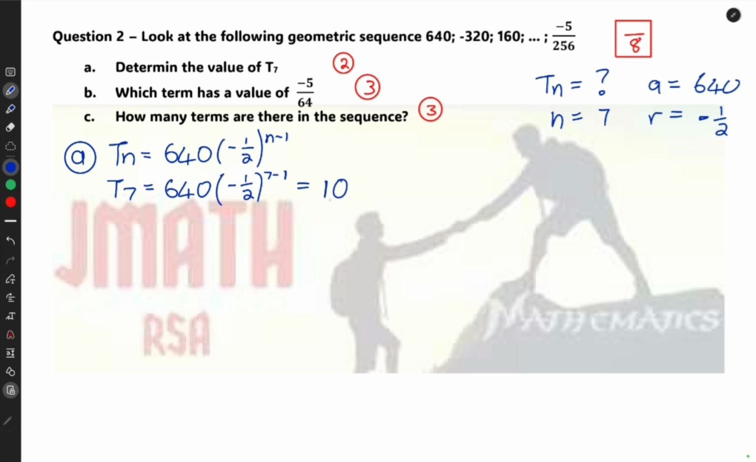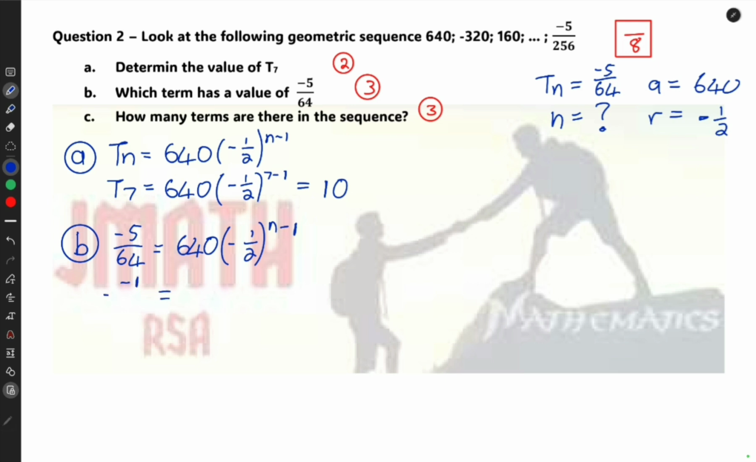Question B, which term has a value of minus 5 over 64? So which term? I'm looking for the position, and it has a value of minus 5 over 64. So I can fill that in. I'm going to use my Tn formula and just see what it gives me. So minus 5 over 64 is equal to 640 times negative half to the power unknown. I need to figure that out. So first step, divide both sides by 640.